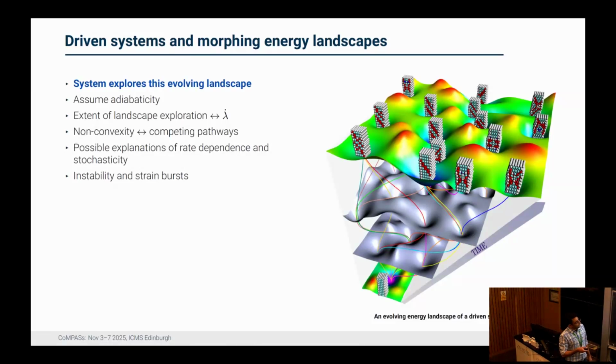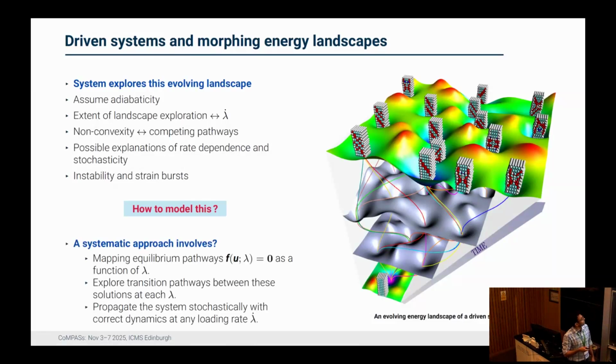And you see that it is highly non-convex and there are multiple competing pathways. How do we model this numerically and then get some statistics out of this? So this involves systematically mapping equilibrium pathways, that is the solution to the equilibrium equation, and then exploring the transition pathways on each slice of this bifurcation diagram. So each potential energy can be a slice that is running normal to the bifurcation diagram, and then propagate the system stochastically at a particular loading rate.